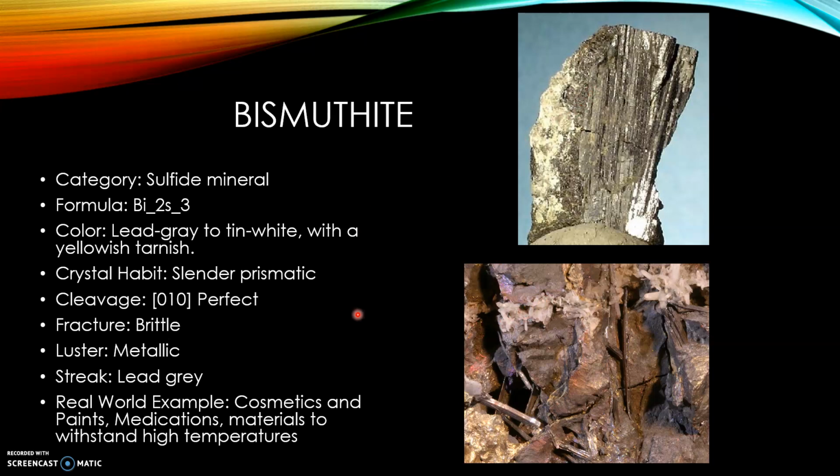And the streak is lead gray, which kind of confuses people when it comes to pyrite and other minerals of a similar consistency. The real-world example is that it's in cosmetics, in paints, it's in some medications, and it's in materials to withstand high temperatures, like different metals.